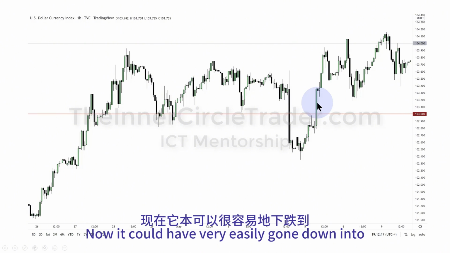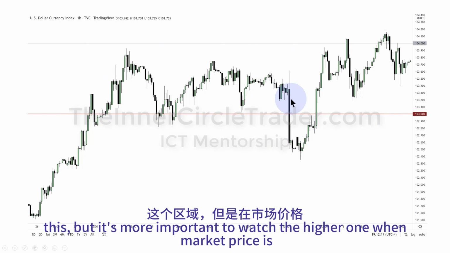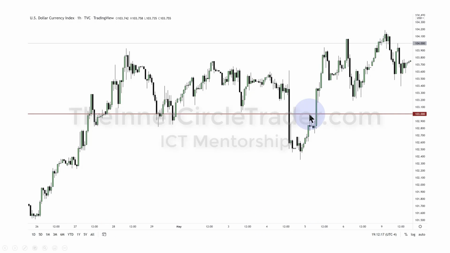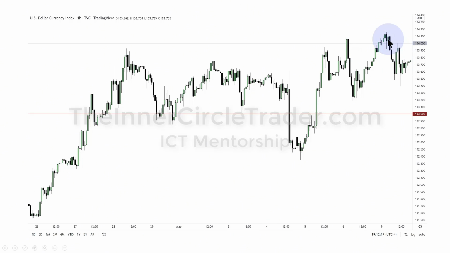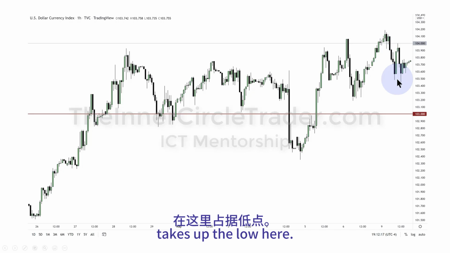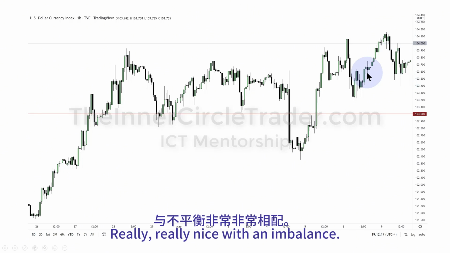Now, it could have very easily gone down into this, but it's more important to watch the higher one when market price is above and trading back down into it, treating this as an island reversal. Then the market rallies higher, runs for buy-side liquidity, and then gives a nice little pattern I've been teaching on the model on YouTube. Here, short-term low, displacement, comes back up in, takes out the low here. Really, really nice with an imbalance.